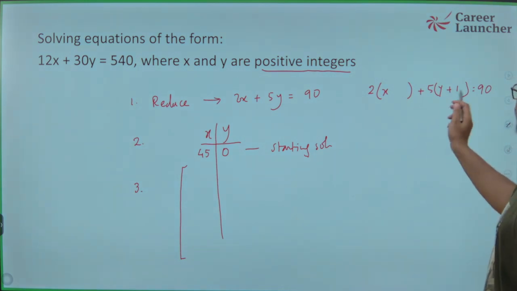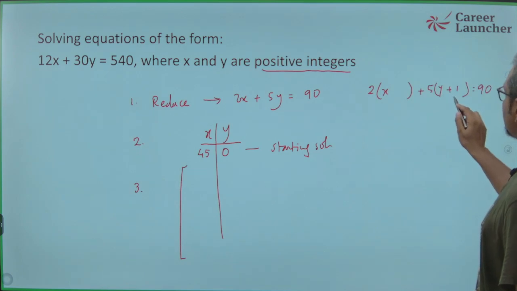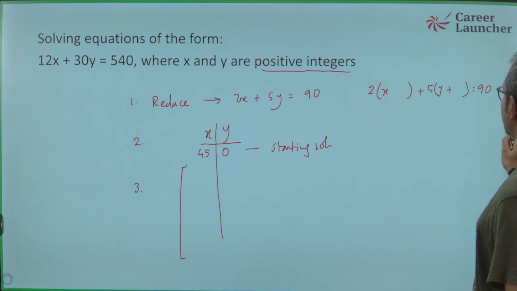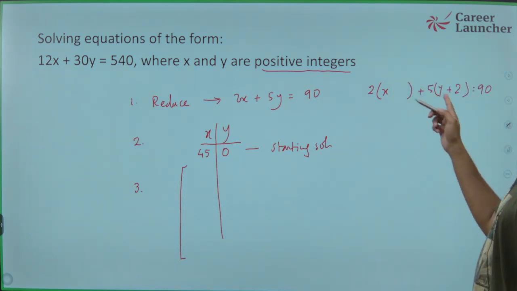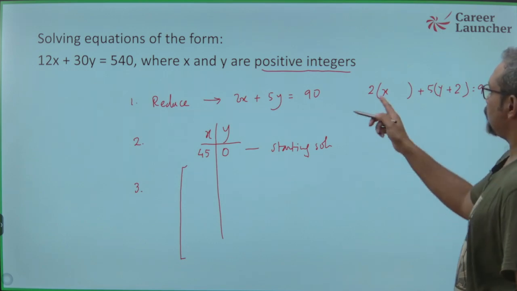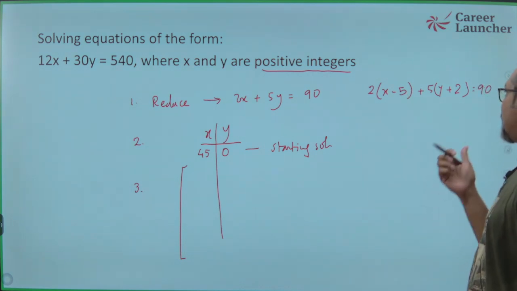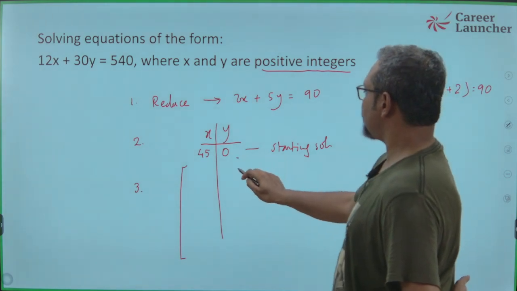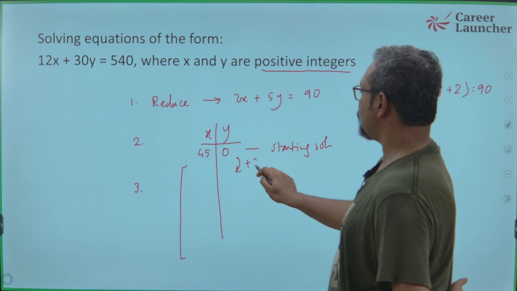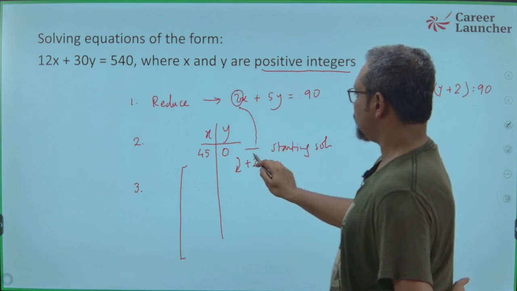So to ensure that we have integers, we are not going to add 1 here, but instead we are going to add 2. Why? Because 5 times 2 will be 10, and then 2 times 5 will also give me 10. The 10s will cancel. I have my constant value of 90. So the other solutions are obtained simply by adding 2. What is this 2? The coefficient of x that we have got after reducing.